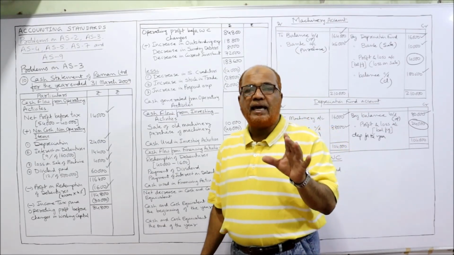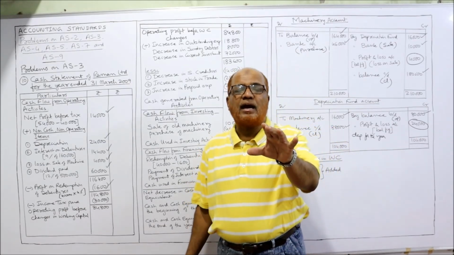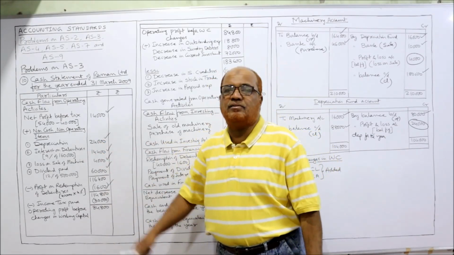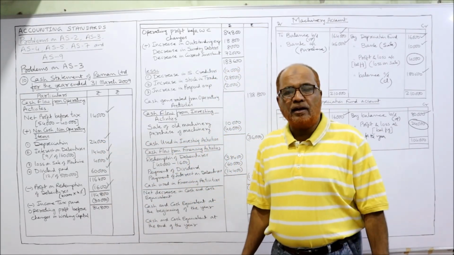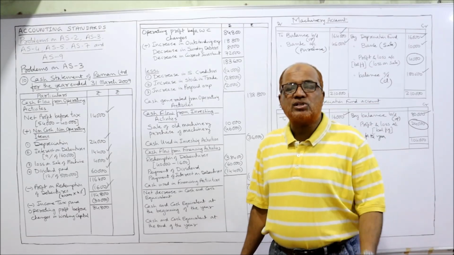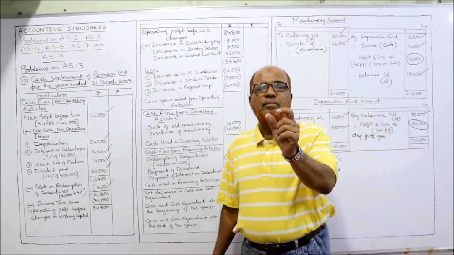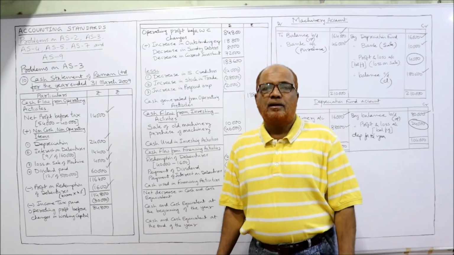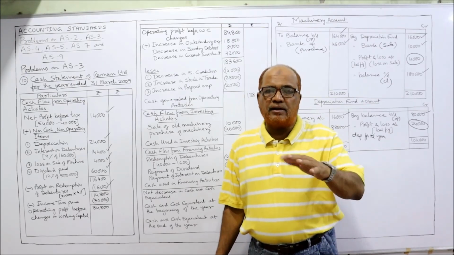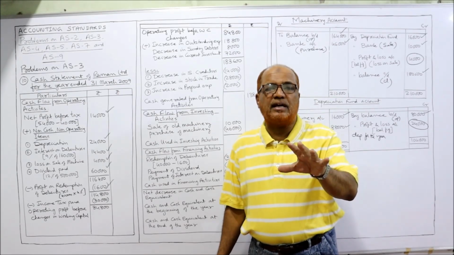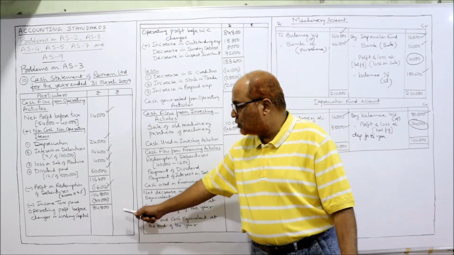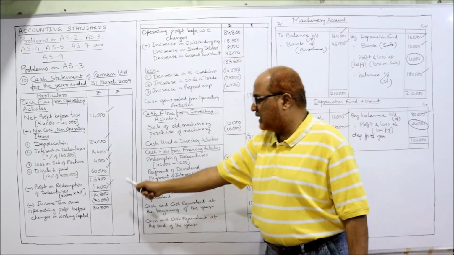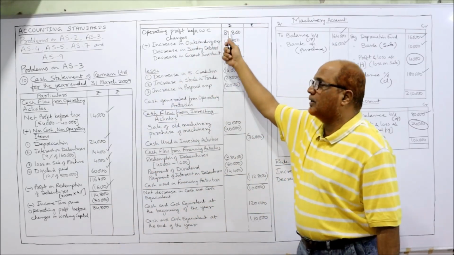According to AS 3, working capital adjustment should be made in operating activities. Now how to adjust working capital? Working capital consists of current assets and current liabilities. So these current asset and current liability items will be taken as working capital changes. Operating profit before working capital changes, 84,800, I have brought down here.